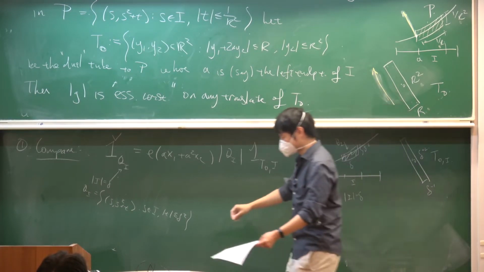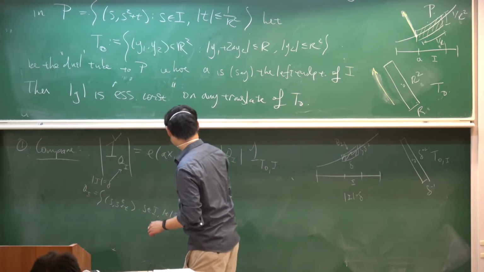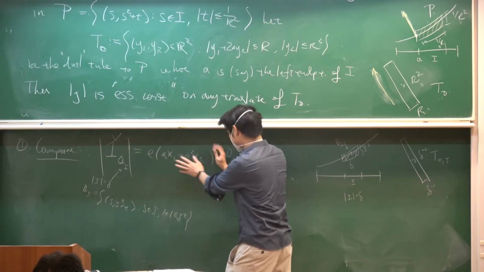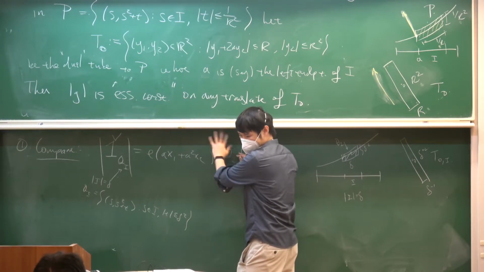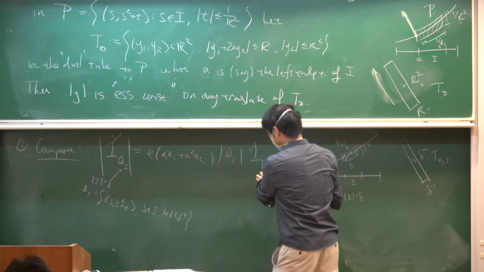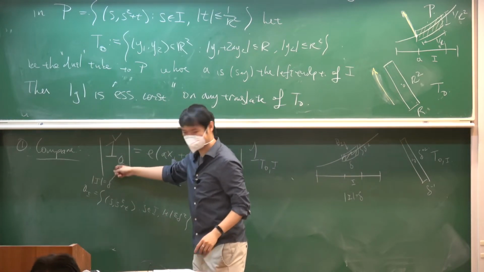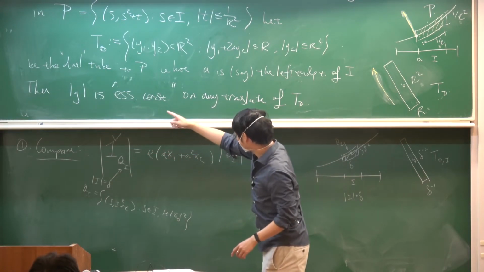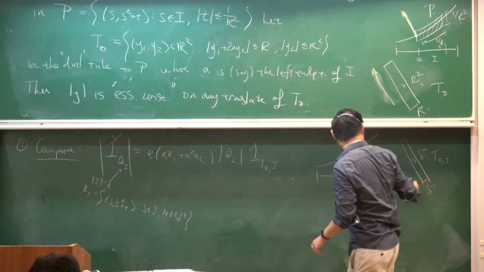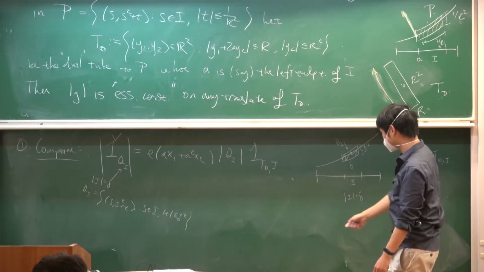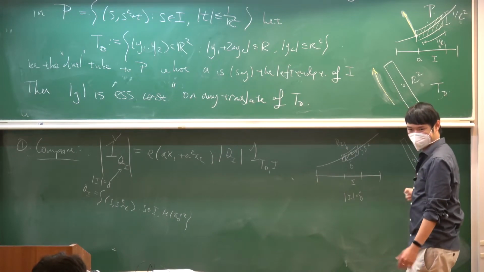Because the absolute value, what's the absolute value of this? Well, this term is gone, and this is like delta cubed. So in this example, you take G to be this function. G is essentially constant on any translate of this tube. That's true, because it's literally 1 on this tube and 0 elsewhere.